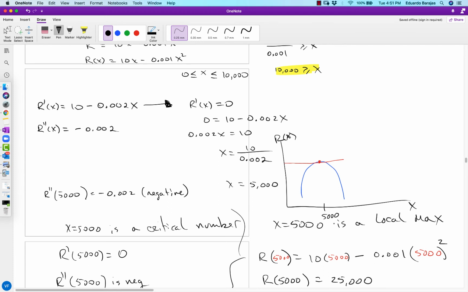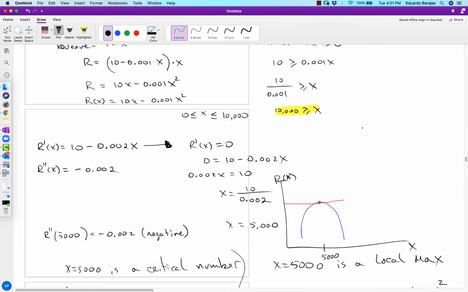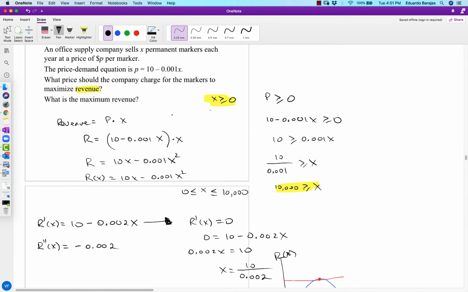Remember, x is demand. When demand equals 5,000, then the total revenue collected will be 25,000, and that's associated with a price. Remember, the equation for price was this relationship up here. So price equals 10 minus 0.001 times 5,000. And so that equals 10 minus 5, so 5. P will be 5.